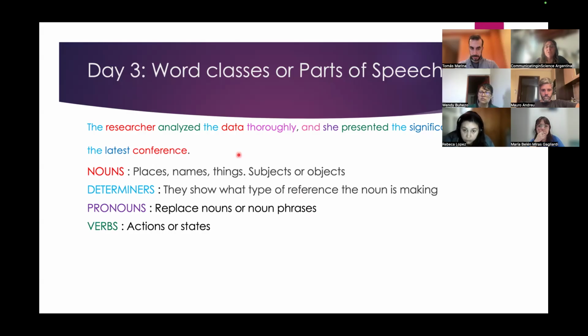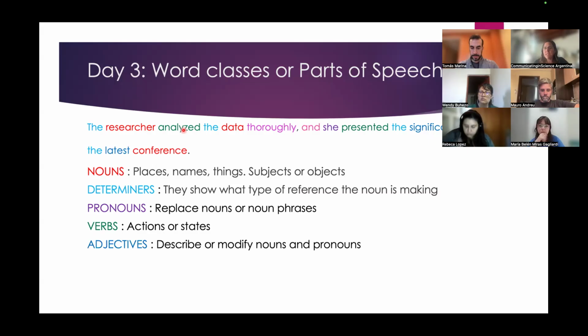Verbs, which are actions and states. Actions such as go, do, cook, have breakfast, write, or states like be. I am, I feel, I look. Those are states. I look nice. It's not an action. It's a state. Me veo linda. I didn't put any energy on that. It's a state.